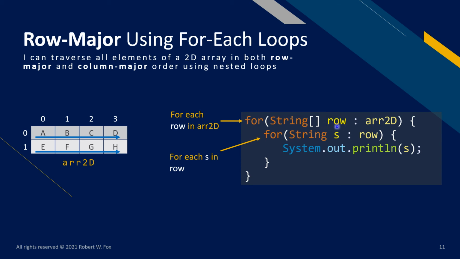And then we're going to go to the second row and rip through all the values in that row. And so it accomplishes the same thing as the traditional for loop. It just does it looking at the elements rather than dealing with the indexes.